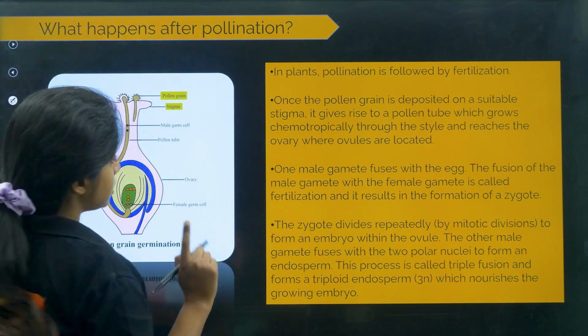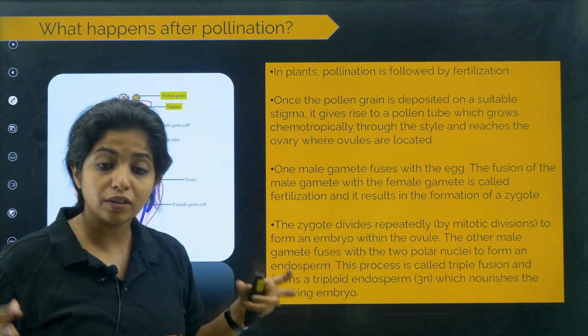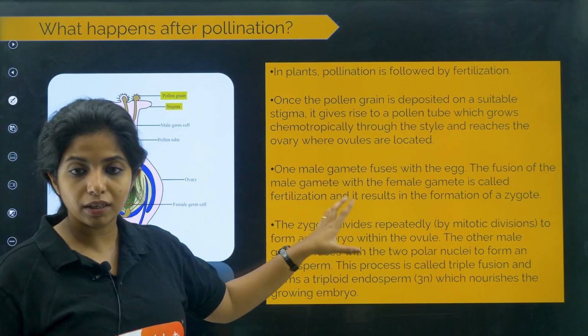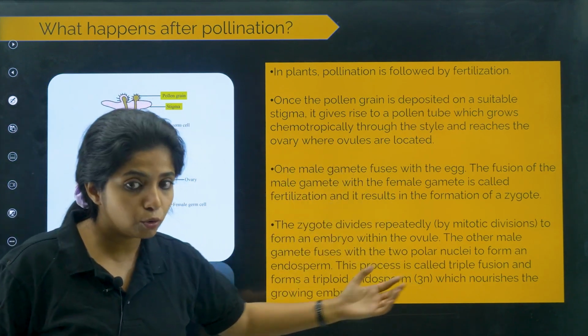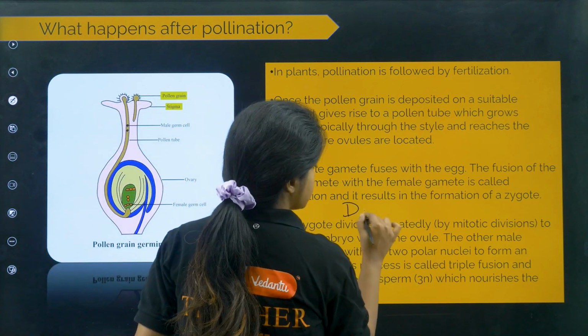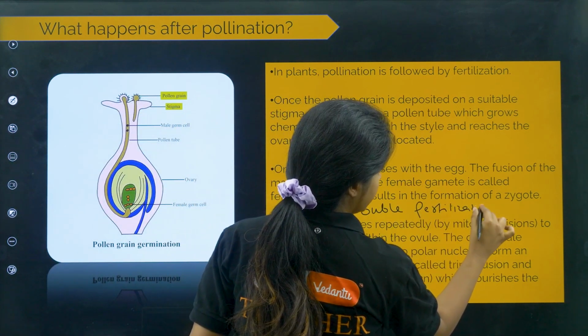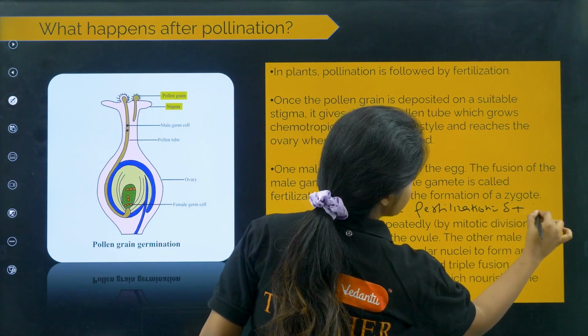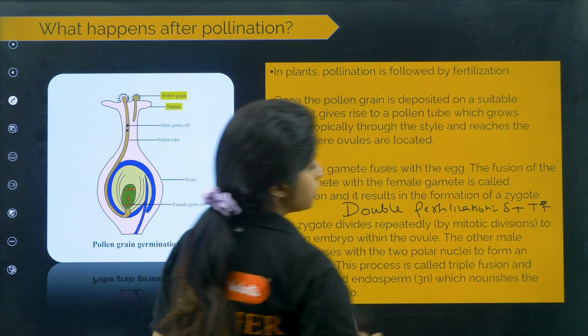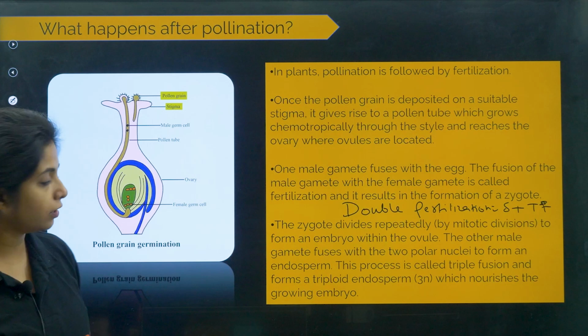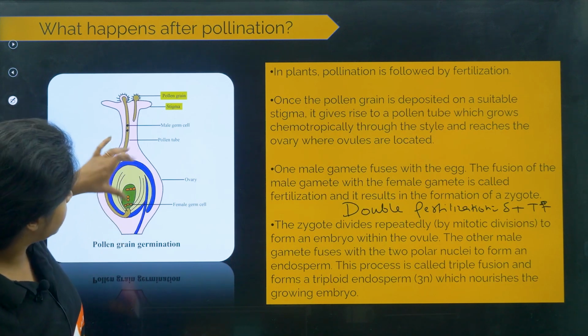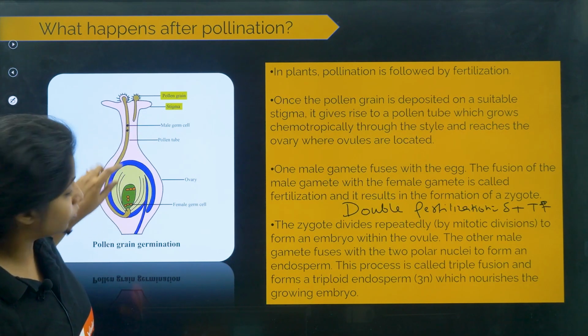Now listen to me. Since two fusions are happening, once the male gamete fuses with the female gamete, and the next time the male gamete fuses with the two polar nuclei, you say that there is double fertilization happening over here. Double fertilization means syngamy plus triple fusion. Syngamy plus triple fusion, that is what you mean by double fertilization. So over here you see I drew it upside down. Okay, it can be like this also.